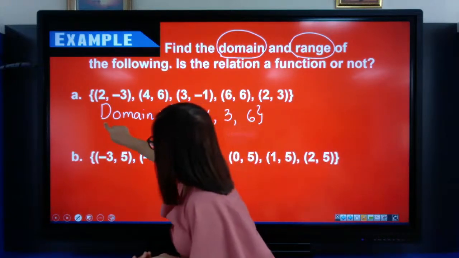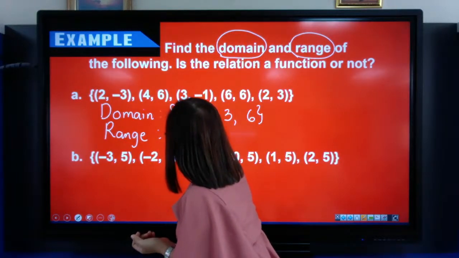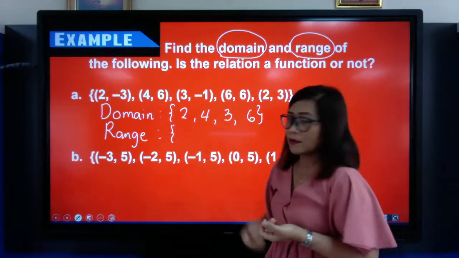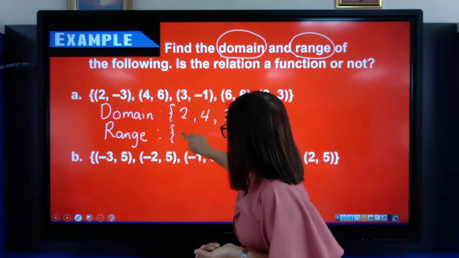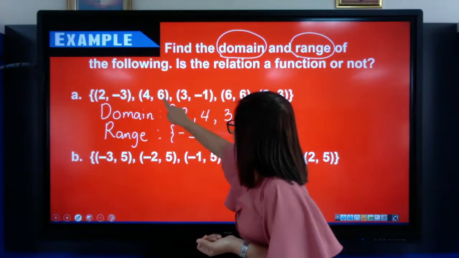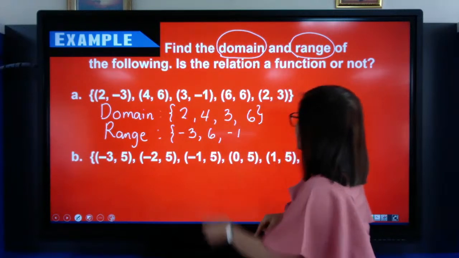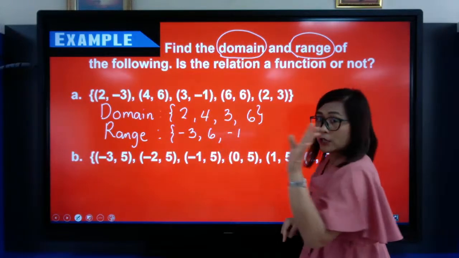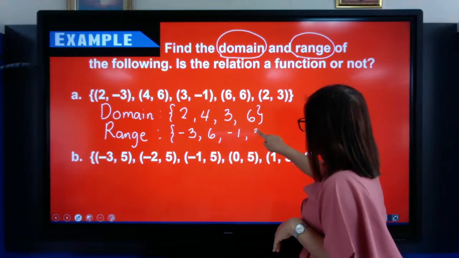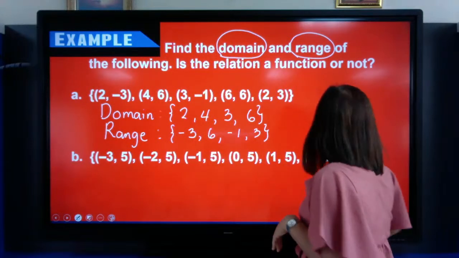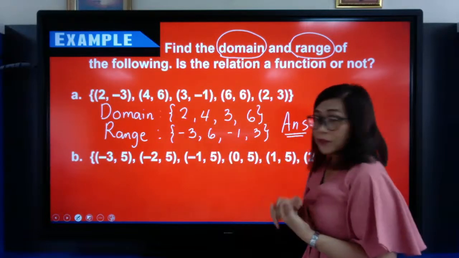How about for the range? R-A-N-G-E. The range is always the set of the second components. So what do we have here? We have -3. Next we have 6, -1. 6 is already here, so do not write again. And 3 here, comma 3. Close. So this is the answer for the domain and also the range.